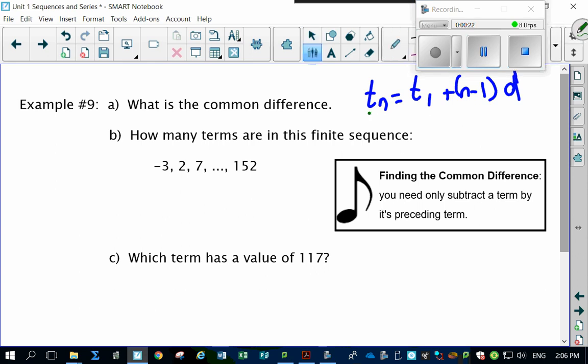Remember, Tn is any term. T1 is the first term. N is the number of terms, and these two n's are the same. D is your common difference. So look what happens in example 9 here.